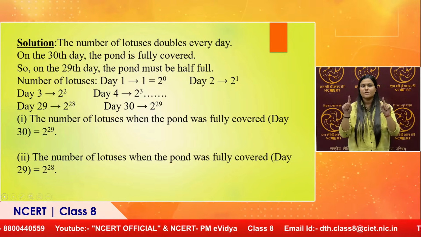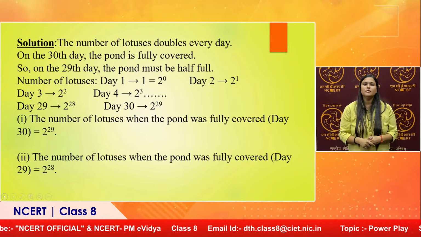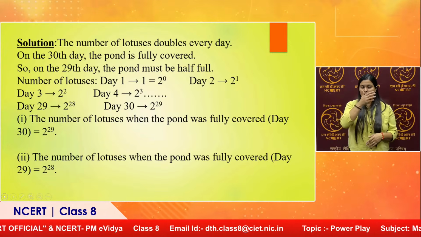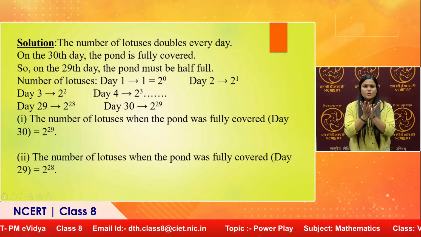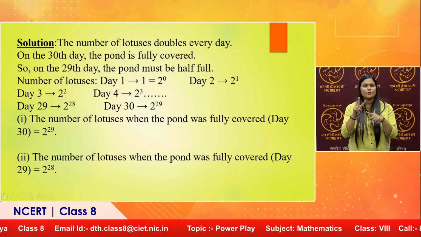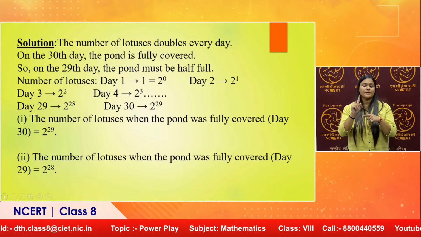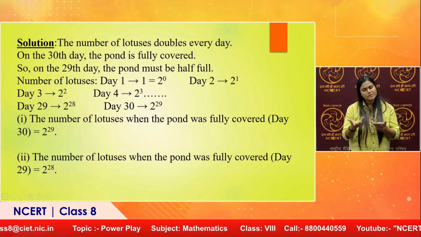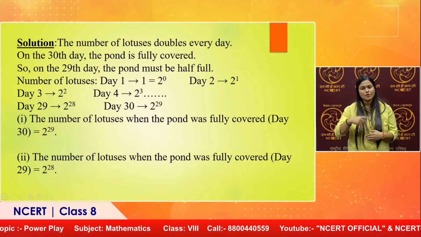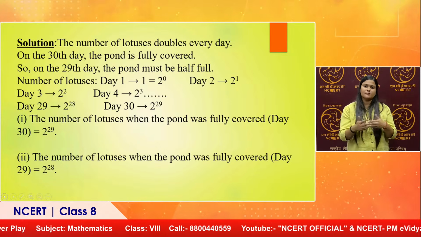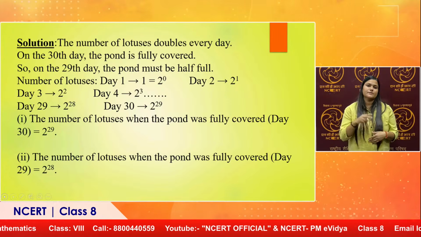So on the 30th day the pond is fully covered. So on the 29th day the pond must be half full. So the number of lotuses on day 1 will be 1, that is equal to 2 to the power 0. On day 2 we can write it as 2 to the power 1. And day 3 similarly it will become 2 to the power 2. Day 4 it will become 2 to the power 3 and likewise if I go on doing, on the 29th day it will be 2 to the power 28. And on the 30th day it will be 2 to the power 29.